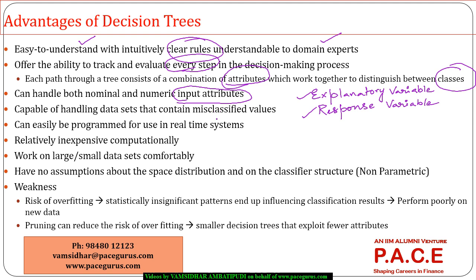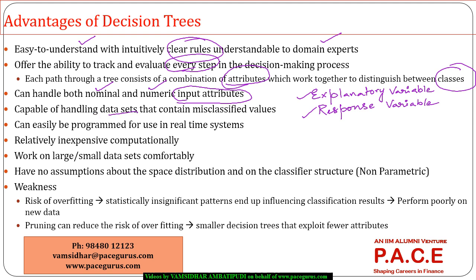Now those input attributes can either be nominal, meaning they could be categorical data. They need not be numeric all the time. They can very well be categorical variables, or they could be numerical variables. So there is really no hard and fast rule that they all need to be numeric, which means the flexibility is much greater when we are using decision trees.